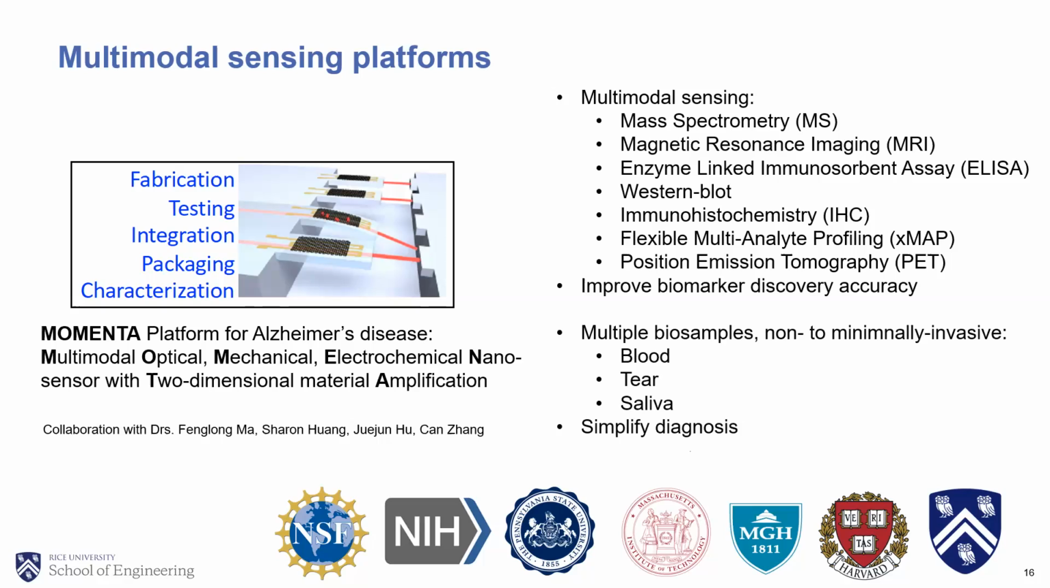With this Momenta platform, we are also targeting multiple biosamples from non-invasive to minimally invasive, including blood, tear, and saliva. This will simplify the overall diagnosis process for Alzheimer's disease, which can really benefit people in rural areas and financially disadvantaged groups. Data have shown that the death rate due to Alzheimer's disease in rural areas is over 3 times higher than in urban areas. The reasons include the lack of timely diagnosis and primary care. So hopefully with our Momenta platform, we can simplify the overall diagnosis process and really benefit this group of people. Next slide.